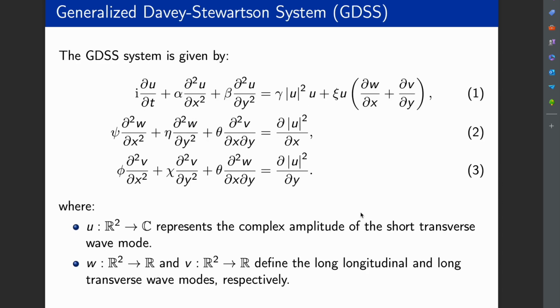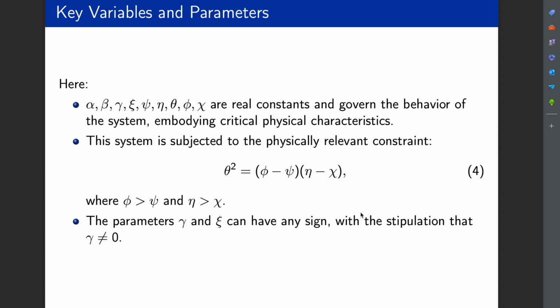The generalized Davey-Stewartson system looks as follows, where U represents the complex amplitude of the short transverse wave mode, and W and V define the long longitudinal and long transverse wave modes respectively. Here we also see that there are some real constants that govern the behavior of the system, and they embody critical physical characteristics. These real constants are constrained by the following definition, and some of these parameters can have any sign, but we have the stipulation that gamma has to be different than 0.